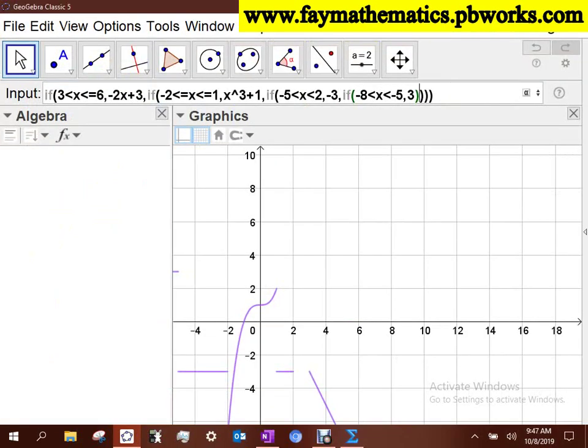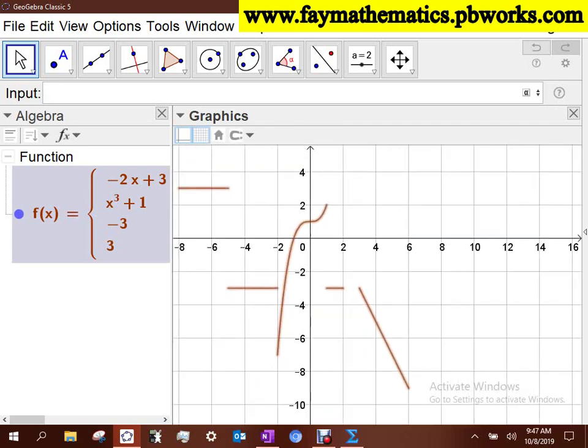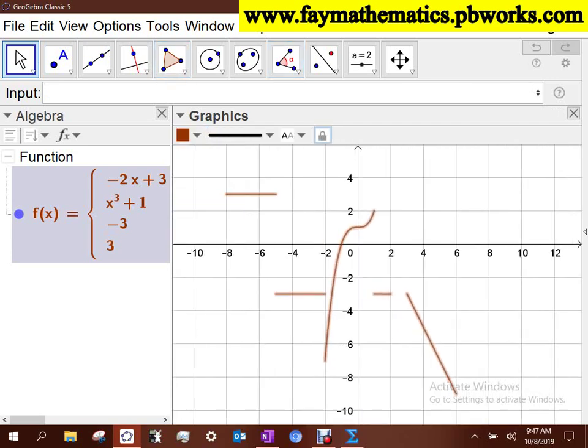I'm going to scroll through and see that my parentheses match up. Can you guys see that those parentheses turn green? So it's just matching up parentheses. And we should have them all. And if I hit enter, we see then that is the graph that we were interested in.